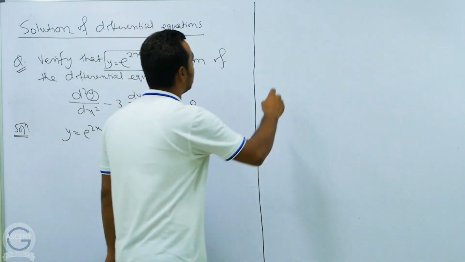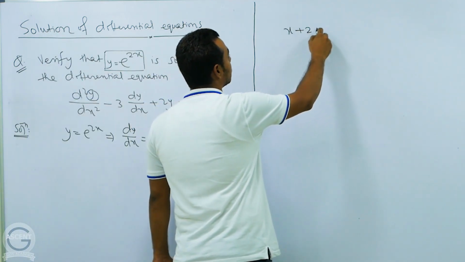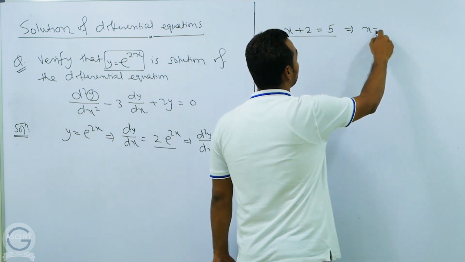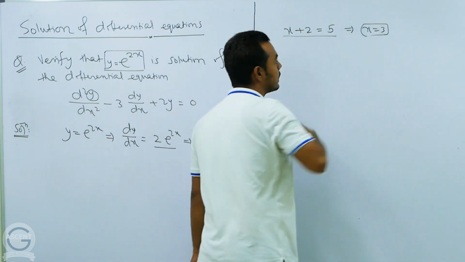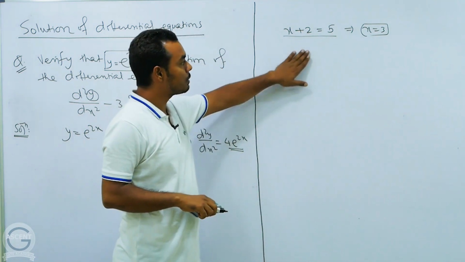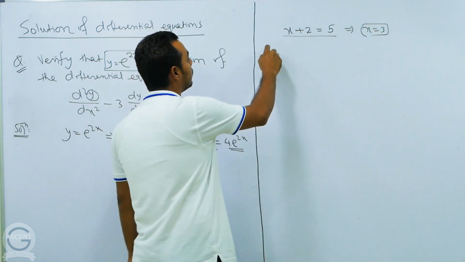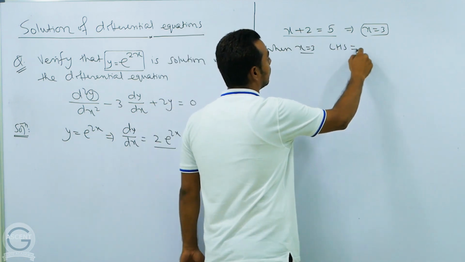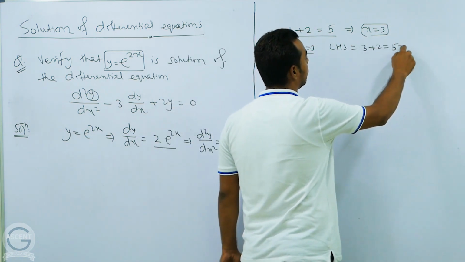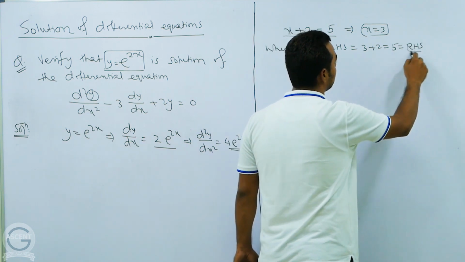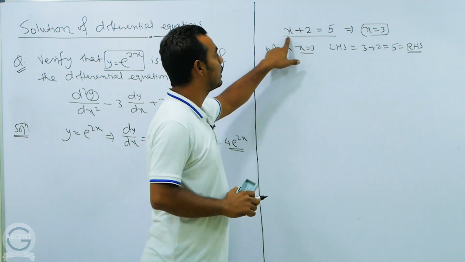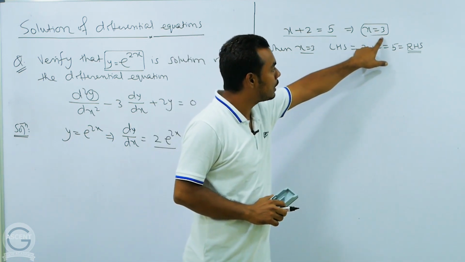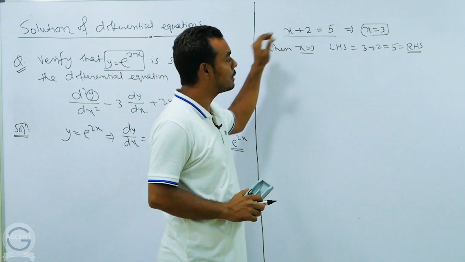See, there is one very basic concept that you need to understand. Suppose I have this equation x plus 2 equals 5, then what is the solution of this equation? The solution is x equals 3. Why is x equals 3 the solution? Because when x is 3, your left hand side will be 3 plus 2, which is 5, equal to the right hand side. So if I substitute the value of the variable here, then the left hand side becomes equal to the right hand side, and therefore this particular value of the variable is the solution of this equation.